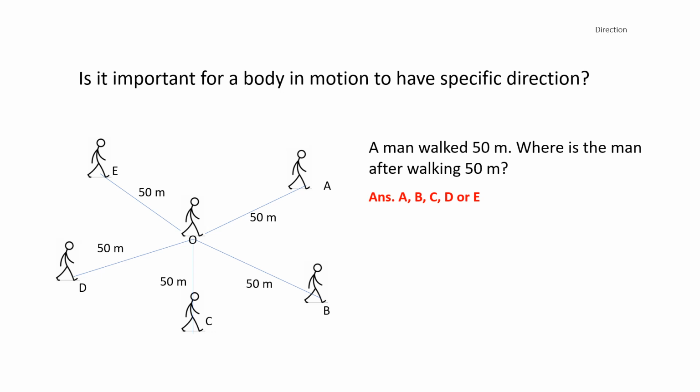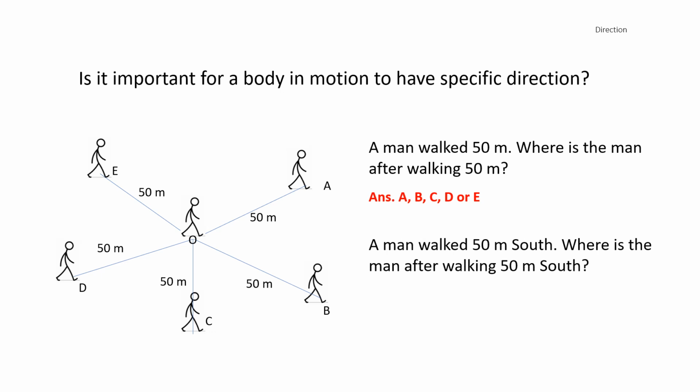So to be specific with the man's place after walking 50 meters, the direction must be specified. So if the man walked 50 meters towards the south, where is the man after performing the motion? Among the locations, there is only one location of the man after the action, and it is at point C. Knowing the direction is essential information in describing motion. What are the directions that can be used in describing vectors?